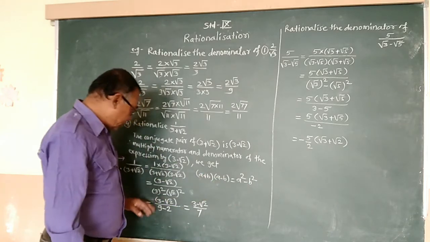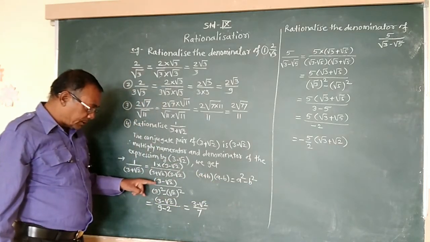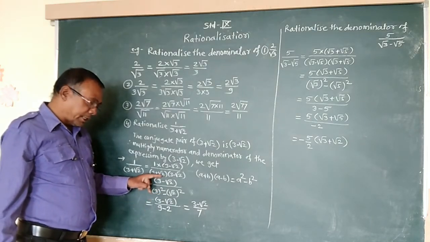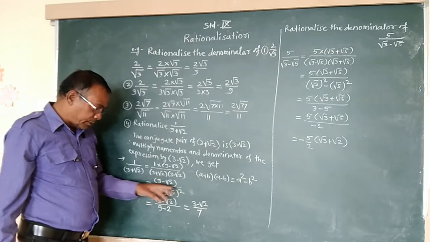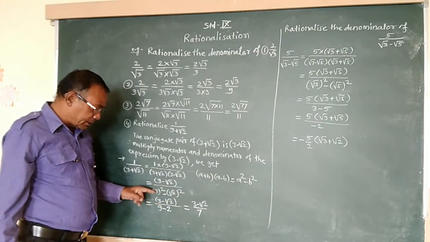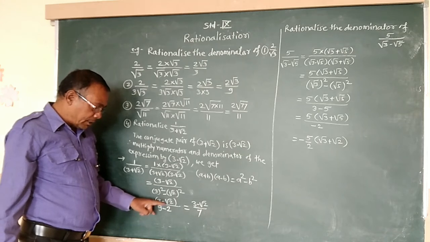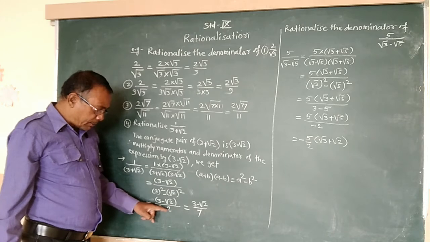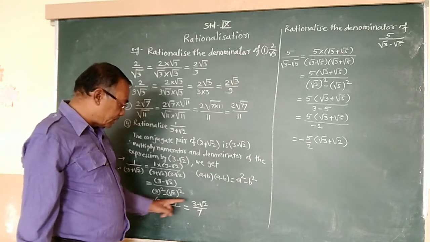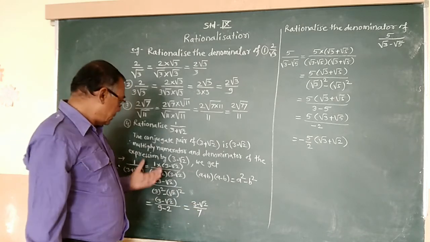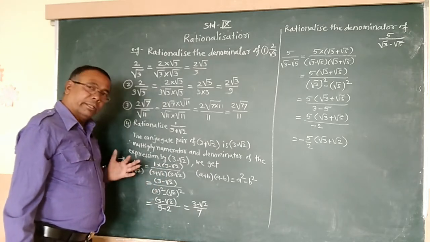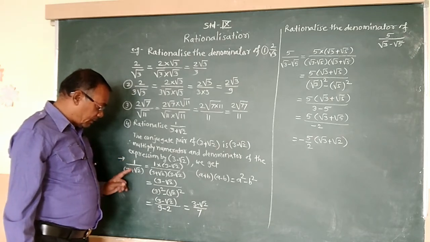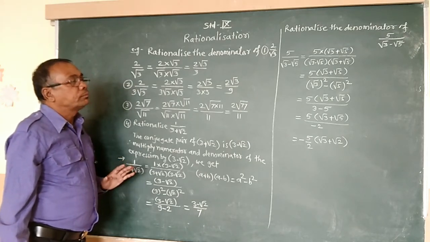So here the first term is 3, so 3 square minus the square of the second term, root 2, that is, root 2 square. The numerator is 3 minus root 2 as it is. Here 3 square is 9 minus the square of root 2, which is 2, and 9 minus 2 will be 7. So 3 minus root 2 upon 7 is the answer of the given expression. In this way, we have rationalized the denominator of 1 upon 3 plus root 2.